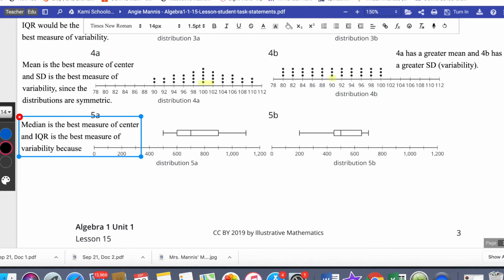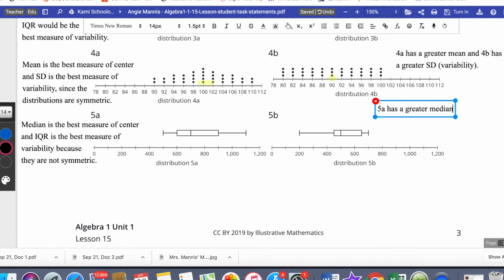We can say that because they are not symmetric. You can also say because they are box plots and we can easily see the median and calculate the IQR using those. Okay, so now we've got to see which one has a greater median. This median is 500. This median is 700. So 5A has a greater median.